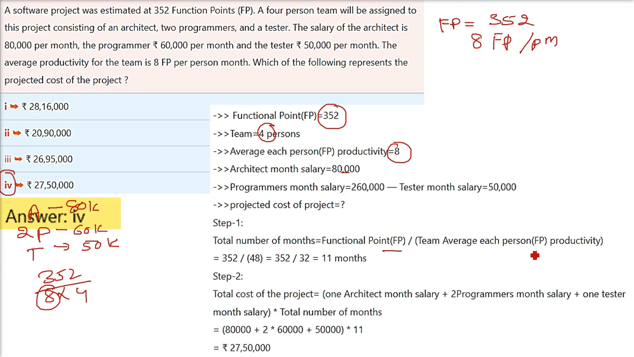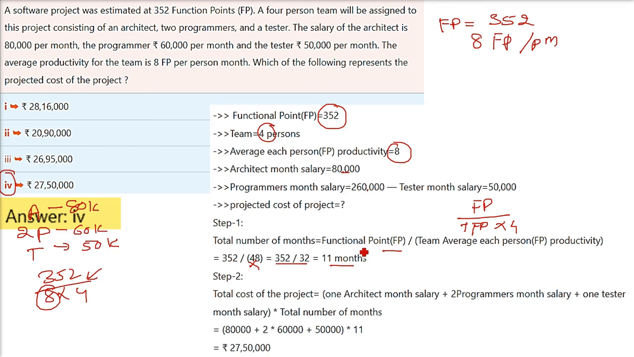So basically you are dividing the function points because you need to find out the months. So function points divided by the team's average FP productivity of each person, and you also need to know the number of people. So 4 into 8, 32 it is. 352 by 32 is going to be 11 months. This is the total number of months.